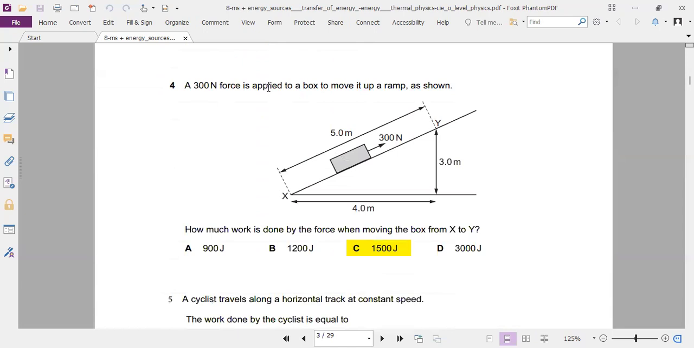Okay. A 300 newton force is applied, and how much work is done when the object is moved from X to Y? If it was the work done against friction, then it would have been 300 times 5. If it was the work done against gravity, it would have been 300 times 3, 900. But it just asks for work done. So we have to worry about the total work done as force times distance. So it gives 1500.